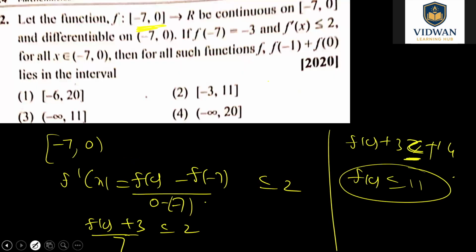So which option will satisfy? Fourth one. So this is the answer. Because if it is 1, f of 1 here, I could have given minus 7 to 1. Minus 1 is a part of this, so no problem. So we can apply Lagrange's theorem for minus 7 to 0 one time and minus 7 to minus 1 one time, so that you can involve these two separately and then add them.